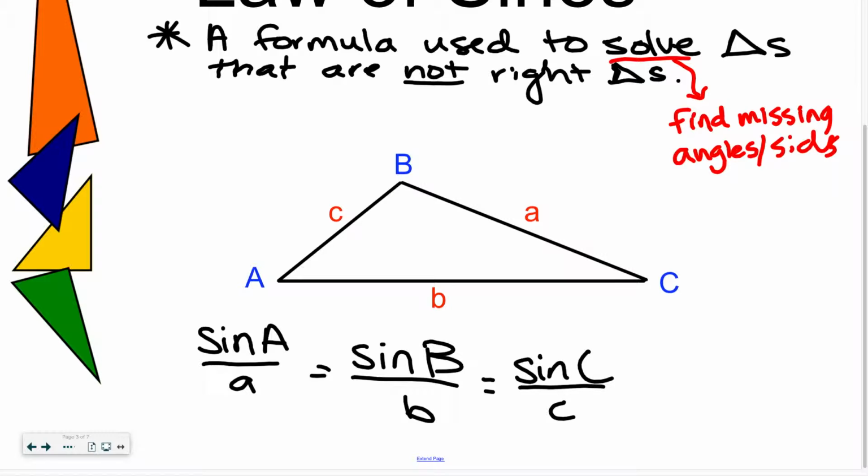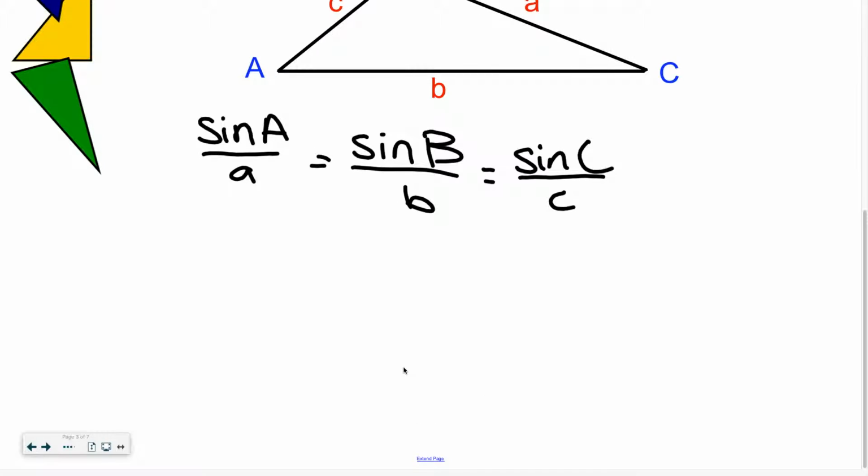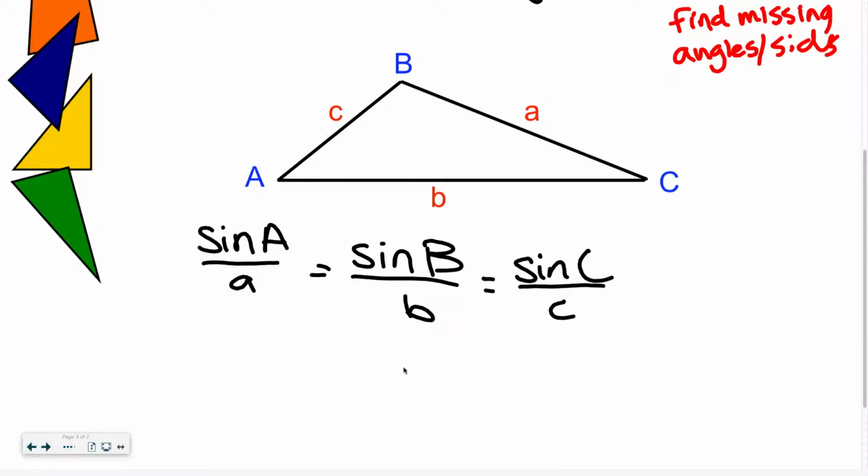So this says, for any triangle, it doesn't have to be a right triangle, the ratio of the sine of an angle to its opposite side is the same for all pairs. Okay, that ratio is consistent throughout all three pairs in the triangle: sines of the angle and their opposite side.